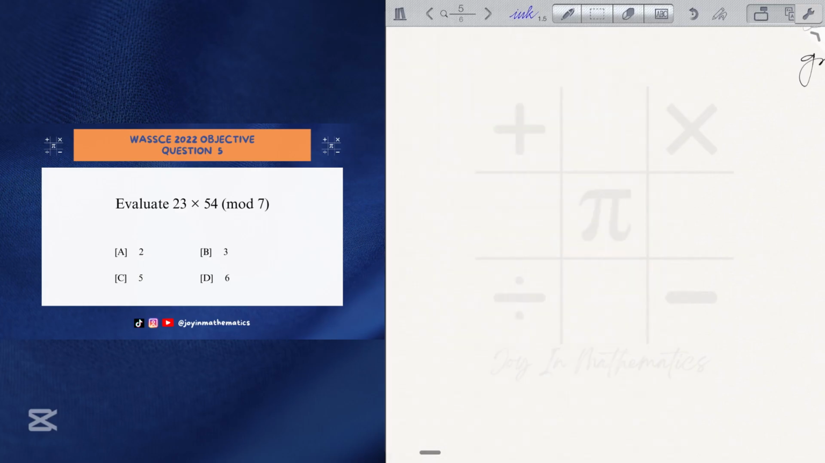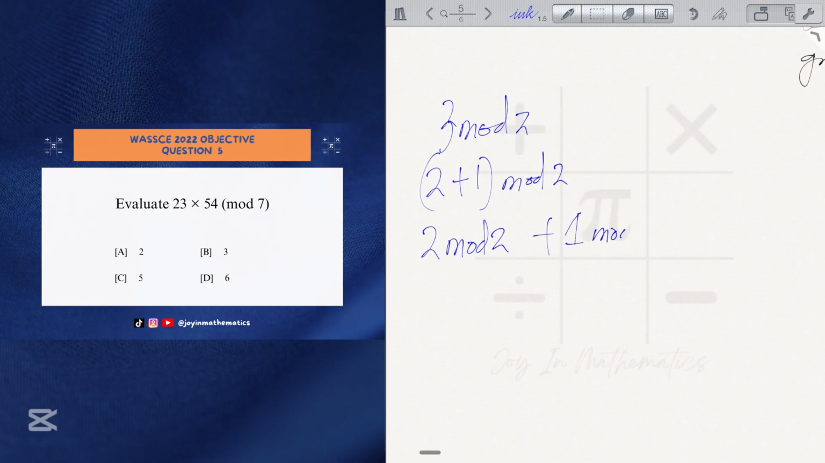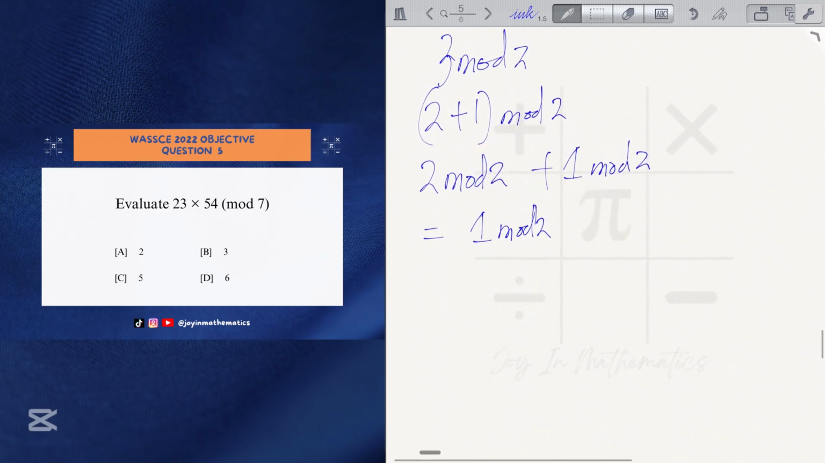Now we have a question just to explain the whole mod principle for you. Let's say 3 mod 2. 3 mod 2 can be written as 2 plus 1 mod 2. So this is 2 mod 2, we nullify each other, plus 1 mod 2. So what is the answer? The answer will simply be 1 mod 2, because 1, as we can see, is greater than 0 and is less than 2. Now this is very simple.